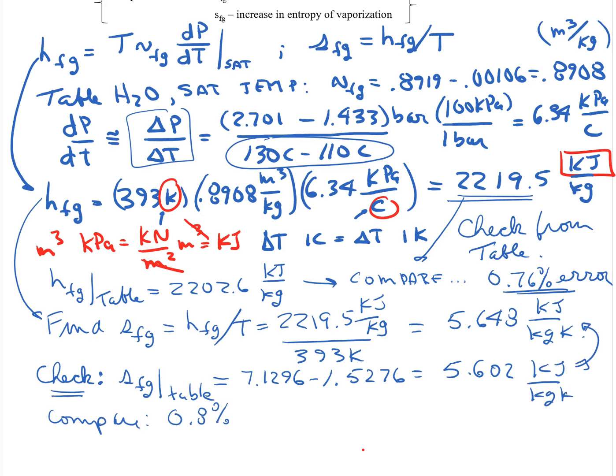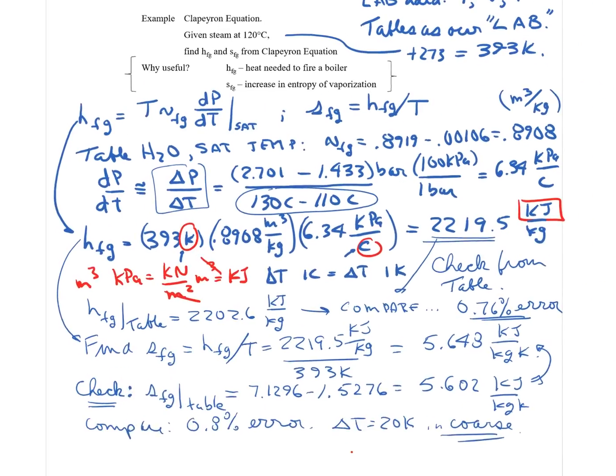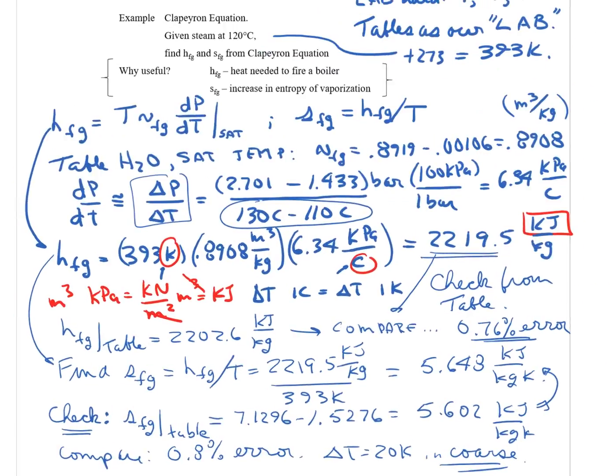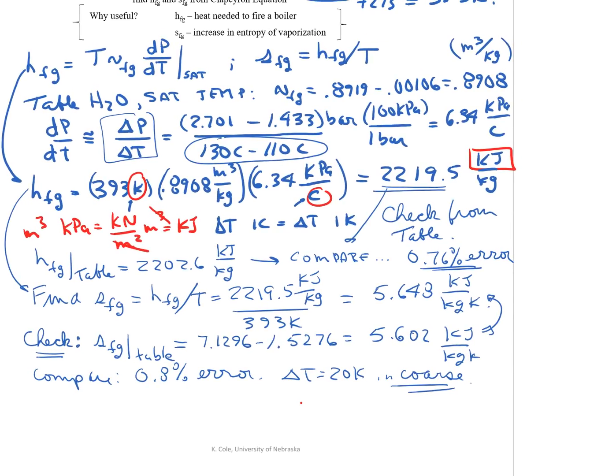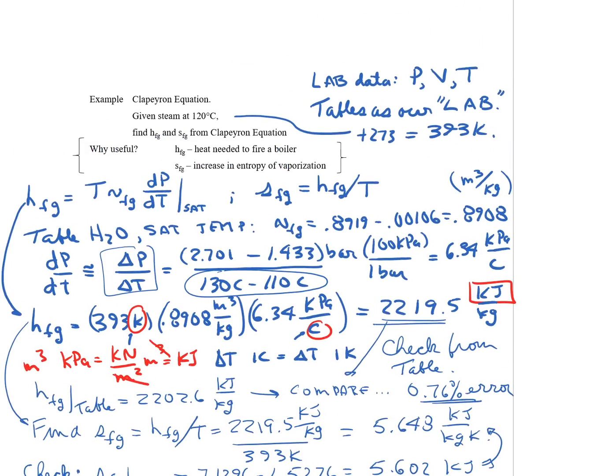Again, the error comes from the coarse delta T of 20 K. A finer table or finer experimental data would give us a better estimate of the vaporization properties from the Clapeyron equation.